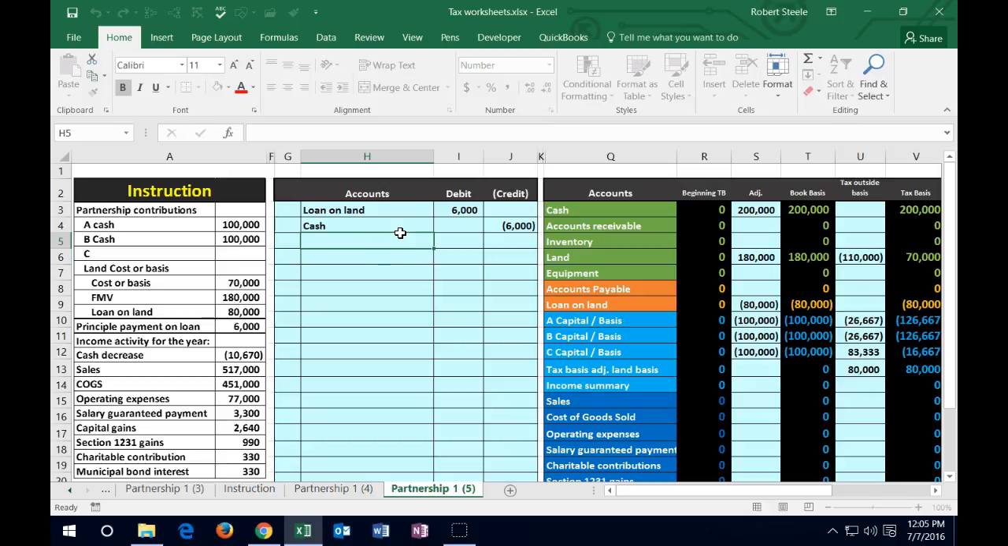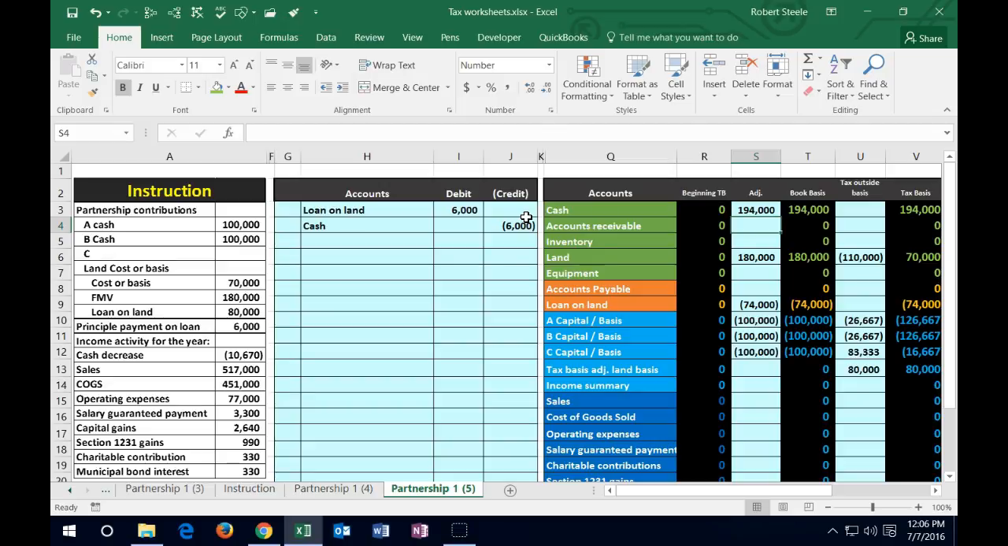Now, if we post this out, what will happen? Well, if we go to the loan, I'm going to double click on it, go to the end of it, and plus, and go to this loan amount here. And of course, the loan goes down to 74. If we go to the cash, I'm going to double click on it, go to the end of it, and plus, and then the cash goes down to 194.